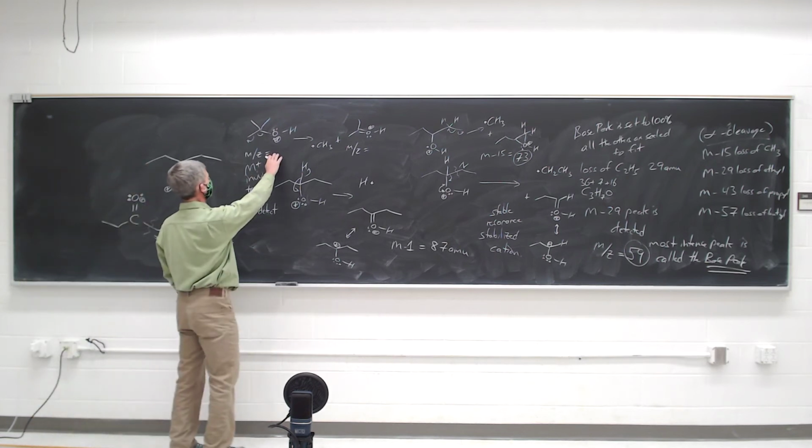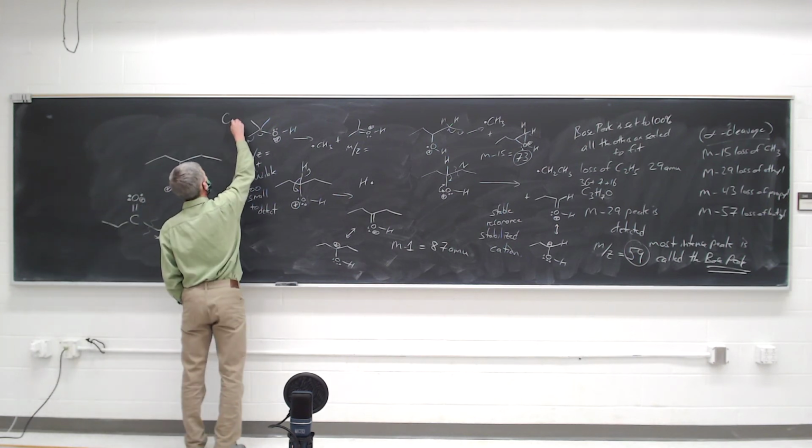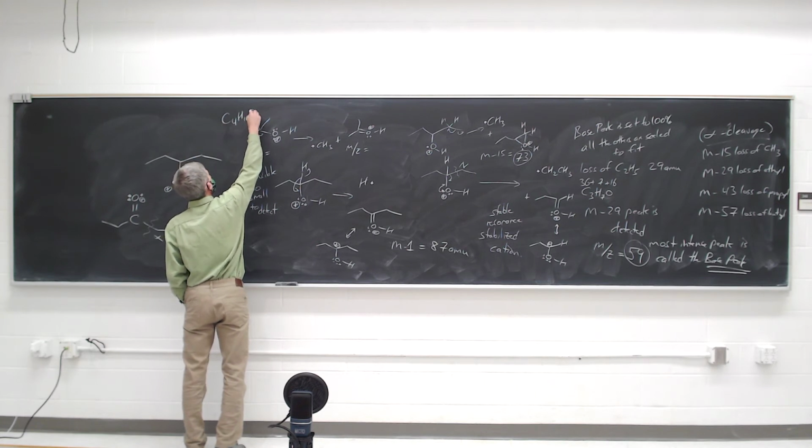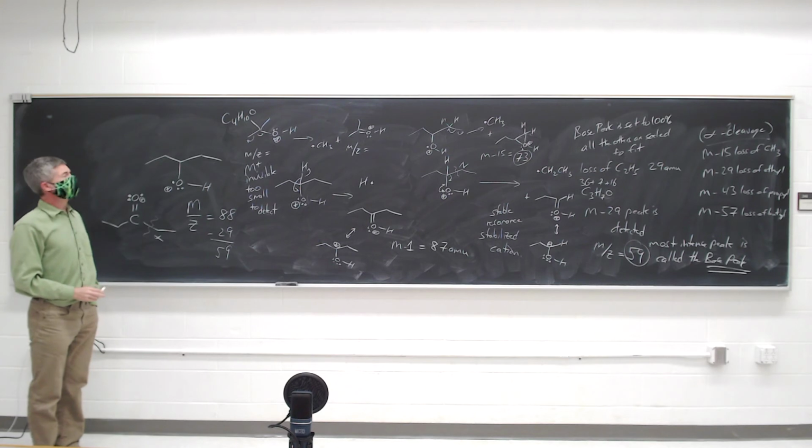So what's the molecular ion for T-butanol? C4H10O, because it's saturated, right? So CnH2n+2.